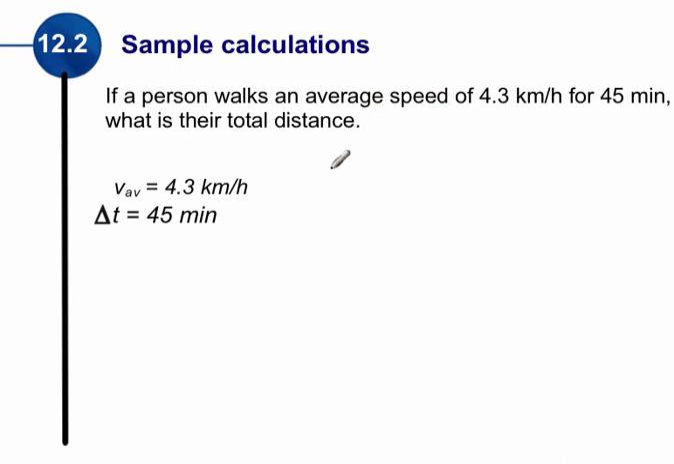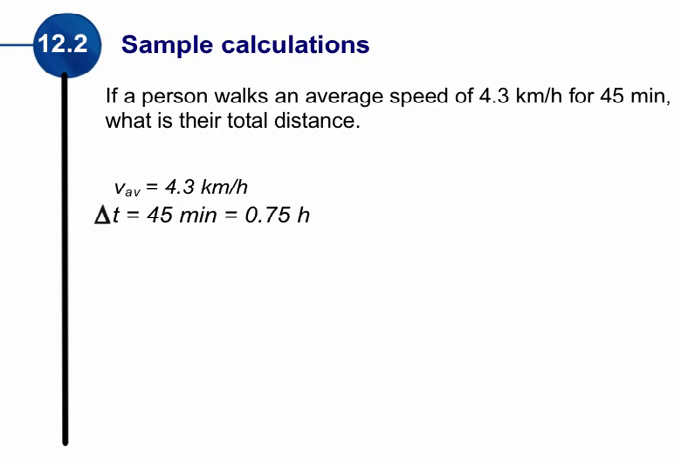The one thing we want to note here, though, is that this is in hours and this is in minutes. And in terms of calculations, that's not going to work. We need to be in the same unit of time. So just convert minutes into hours. It's really easy. Take 45 minutes and divide by the number of minutes in an hour, which is 60, and we get 0.75 of an hour, 3/4 of an hour.